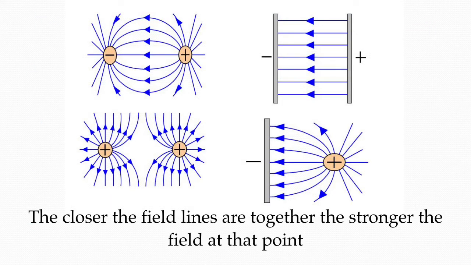If you place a charged particle in an electrical field, it will feel a force, and we can show the direction of that force and the strength of that force with something called field lines. The closer the field lines are together, the stronger the force will be at that point, and the direction of the force is shown by the arrows.